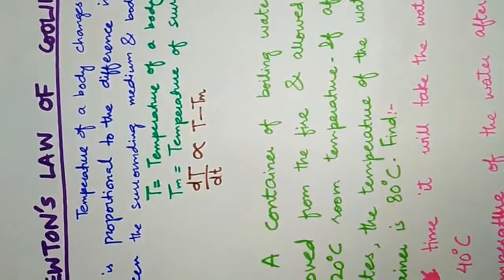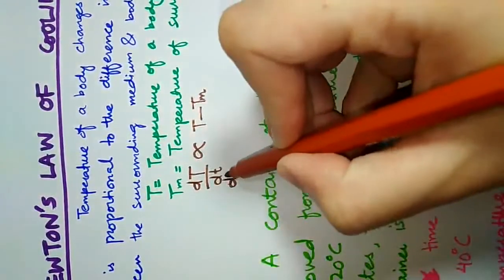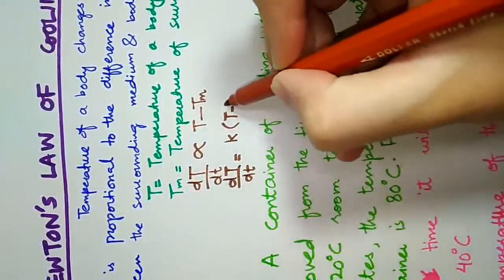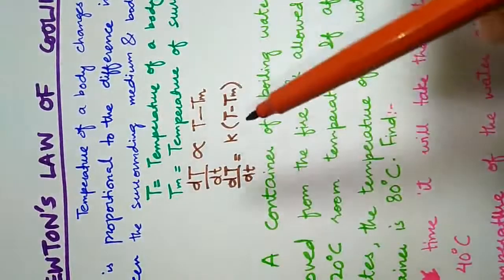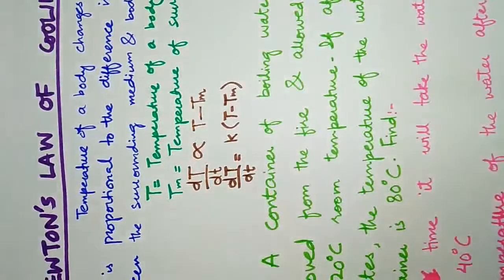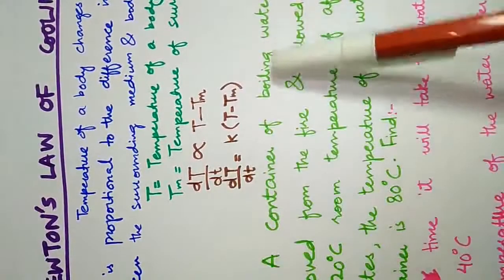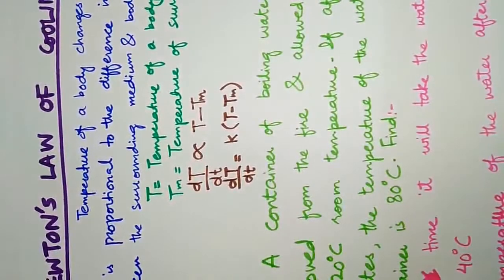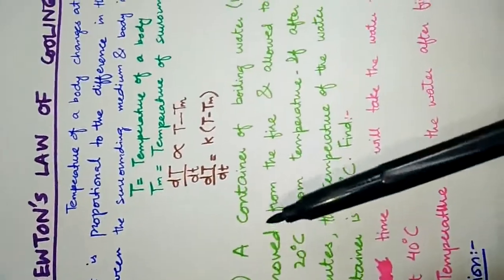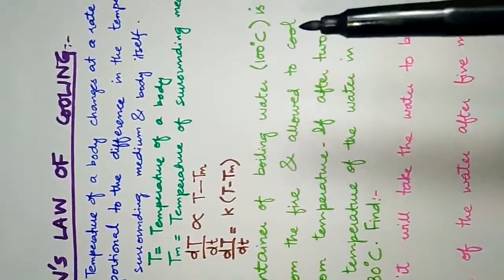So I am converting this proportionality into an equation with a constant of proportionality: k times (T minus Tm). So this is our model, and we have to find the solution of this model, and then solve a specific problem, which is given in the coming statements. So okay, the example is a container of boiling water. Boiling water is at 100 degrees centigrade, as you know.